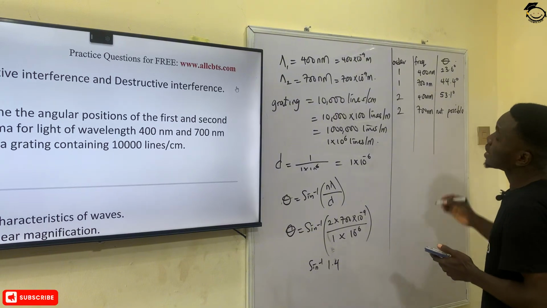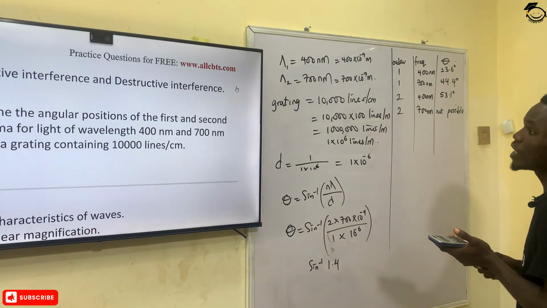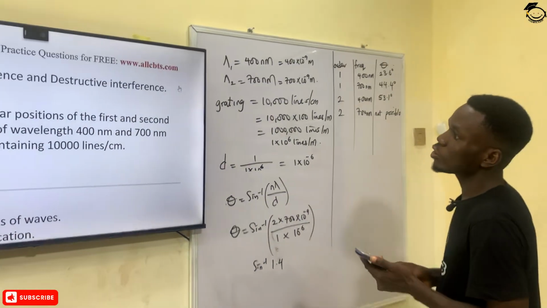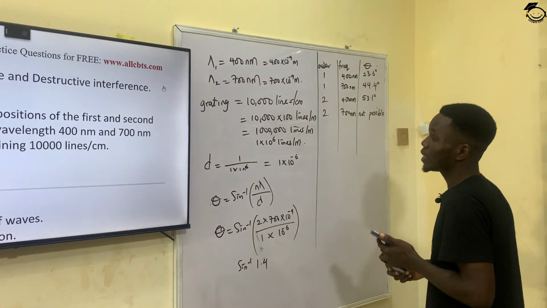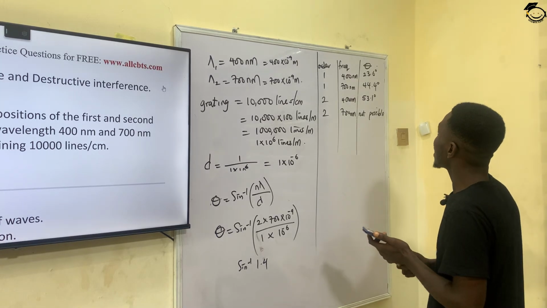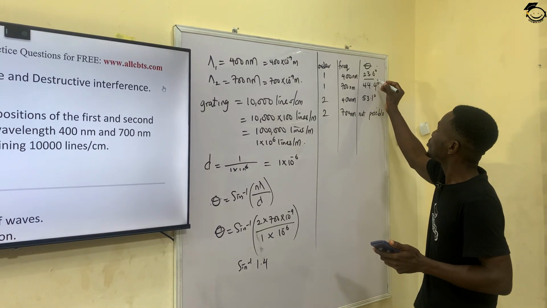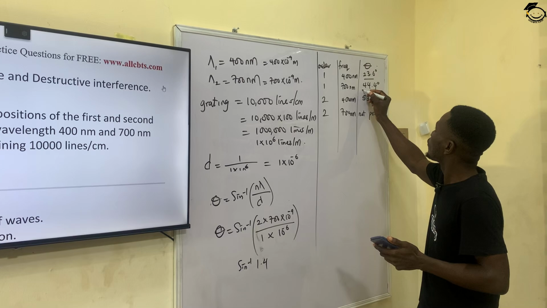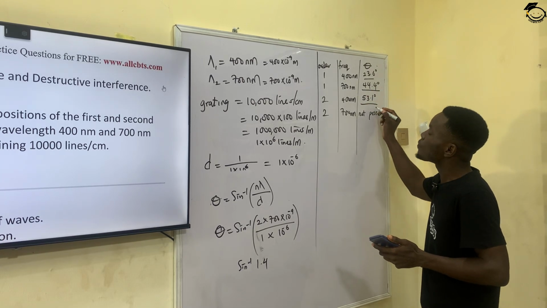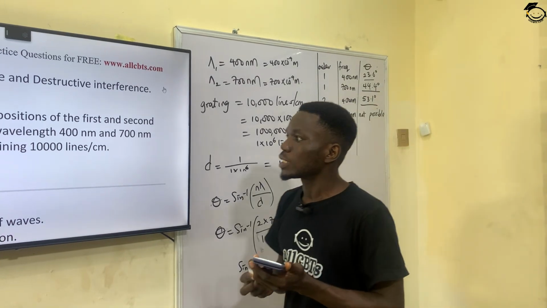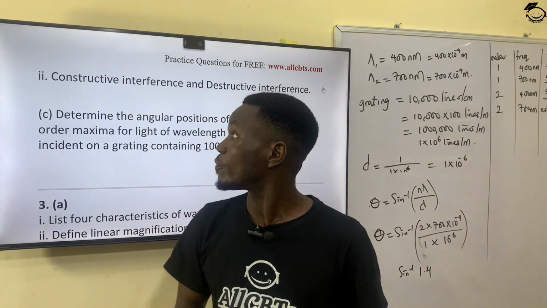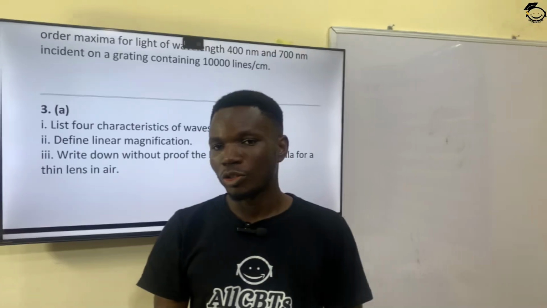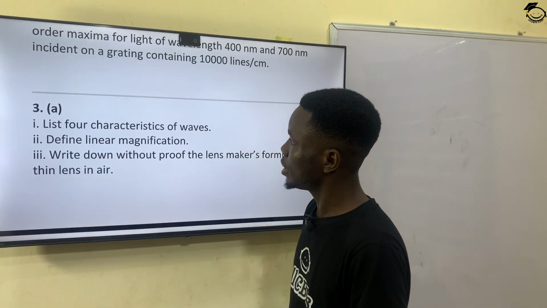So it means that the angular positions for the first and second order maxima for the light wave of 400 nanometer and 700 nanometers are going to give me 23.6 degrees, 44.4 degrees, and 53.1 degrees. So that is the answer to the question of number 2C. Moving on to the next question, question number 3A.